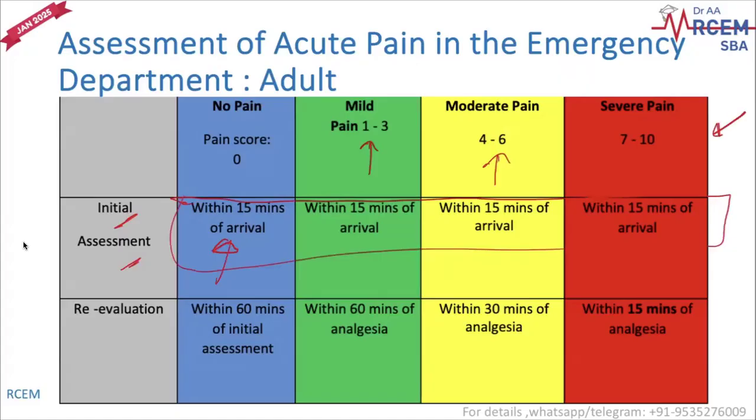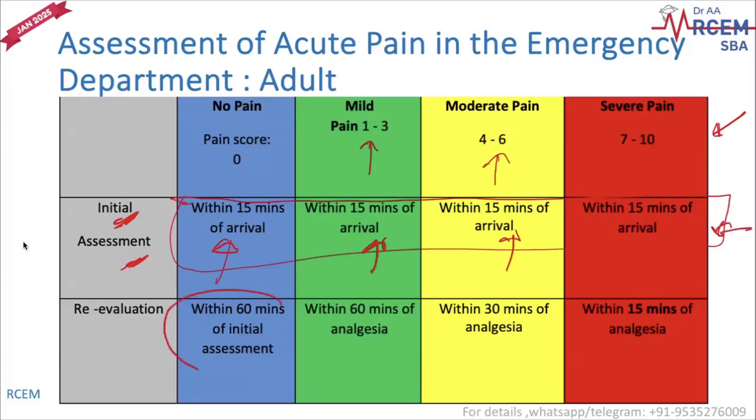What you will tell the patient is, 10 being the worst pain of your life, 1 being almost negligible pain, how would you grade the pain you are having? Then he'll give a score, and accordingly you will be grading it. Once you have done an initial assessment, depending on mild or moderate pain, you'll be giving drugs accordingly. Once you have given the drugs, you need to reassess the patient.